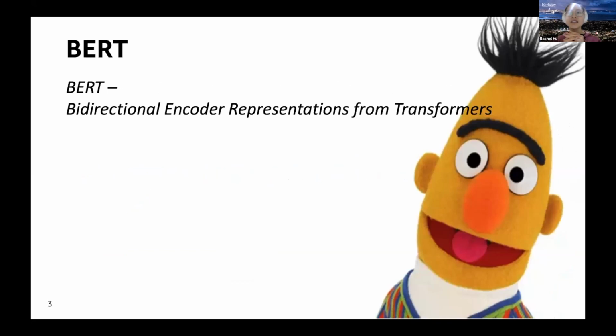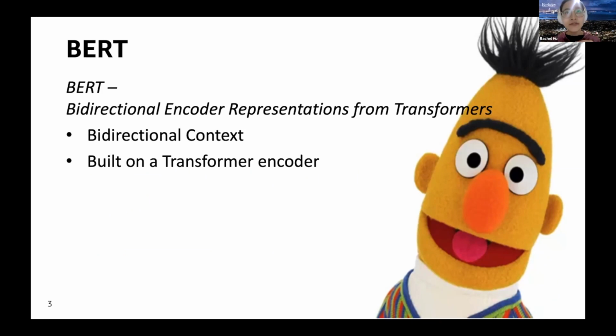BERT is short for Bidirectional Encoder Representations from Transformers. As you can see from the name, it's bidirectional. So what does it mean? It means that when the model looks at a paragraph, it doesn't only look from left to right, but it also looks from right to left, so from both directions. And it is trained on a transformer encoder. We are going to introduce the transformer in a little more detail in the following slides. But remember, BERT is a transformer encoder.